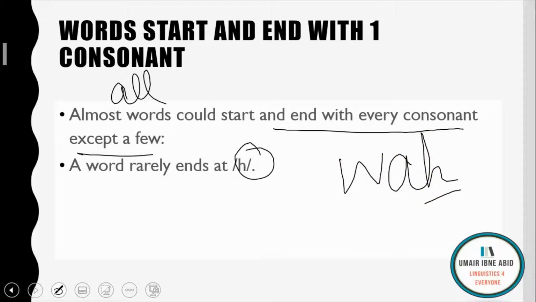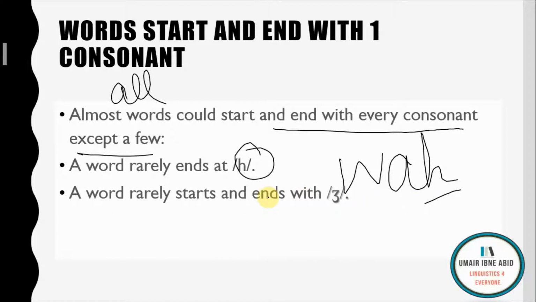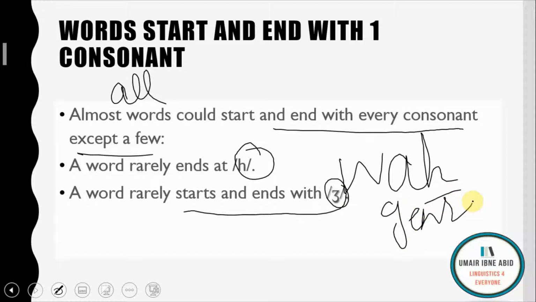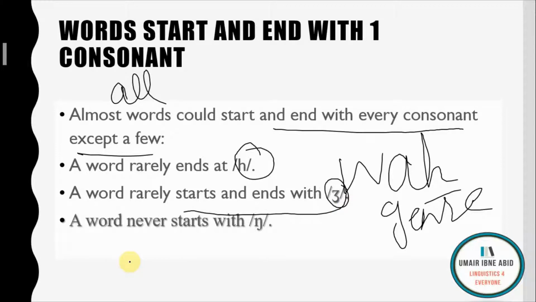If you say wah, it is a word of Urdu, not of English. Similarly, a word rarely starts with the y sound, and actually it is difficult to pronounce it at the beginning. I gave you the example of genre in the last lecture; in genre this sound comes in the middle. A word never starts with this consonant, which usually comes in the middle or at the end, like in singing it is present in the middle as well as the end, and in morning it is present at the end.